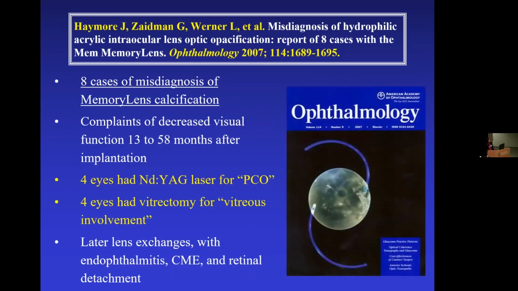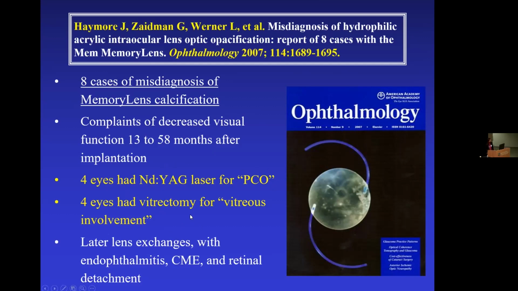But what is really important for you is to know how to make the diagnosis of calcification. Because, for example, in this study, we described 8 cases where the diagnosis was not made for IOL calcification. And those eyes underwent procedures that were totally not necessary. For example, posterior capsulotomy, because the ophthalmologist thought it was PCO. This may make explantation, which is in any way necessary, much more challenging.